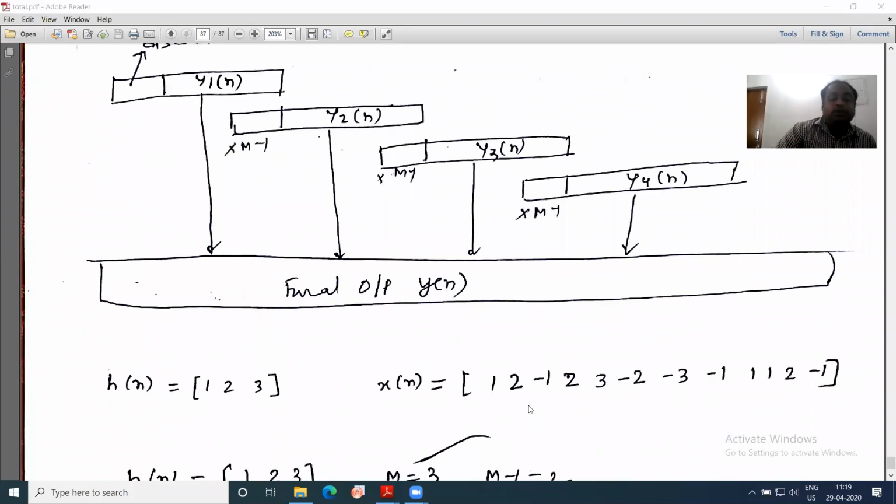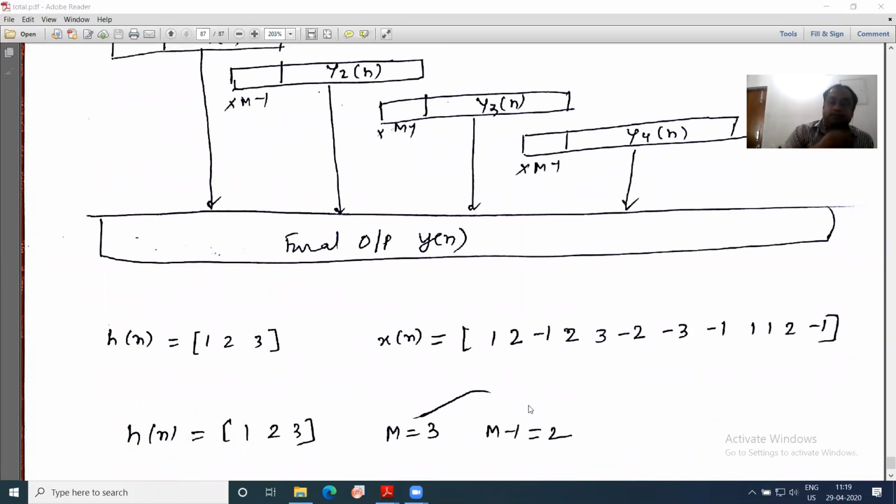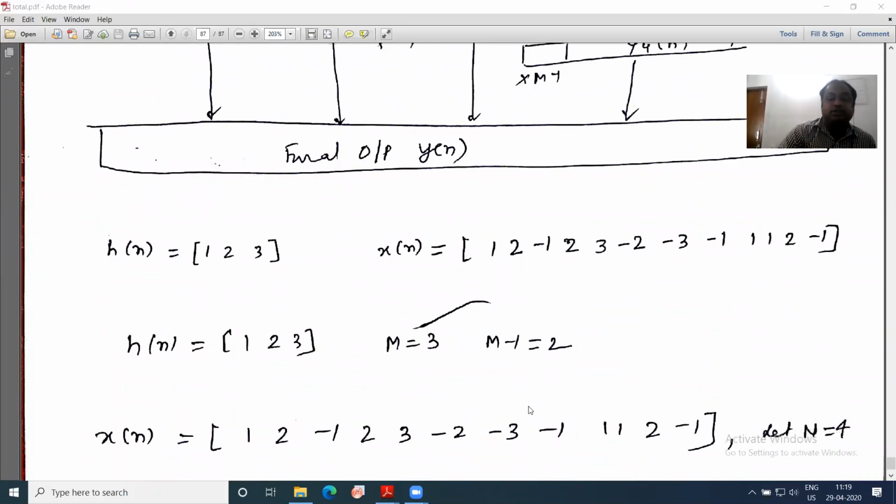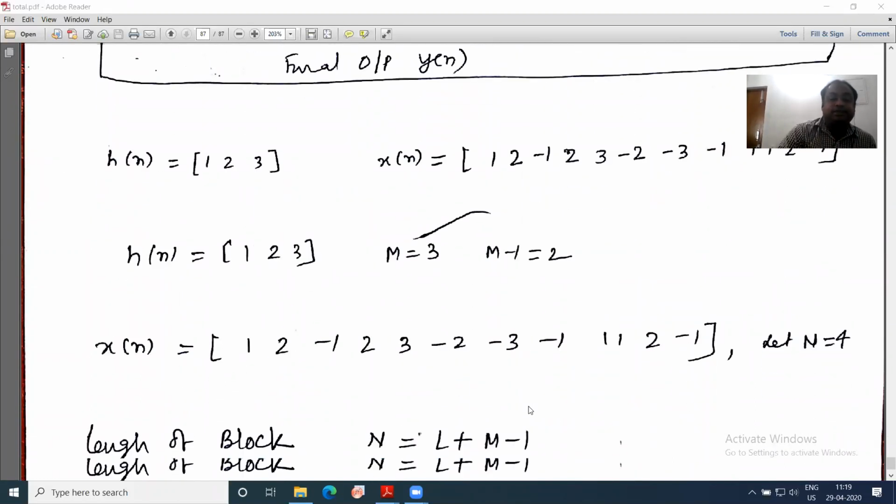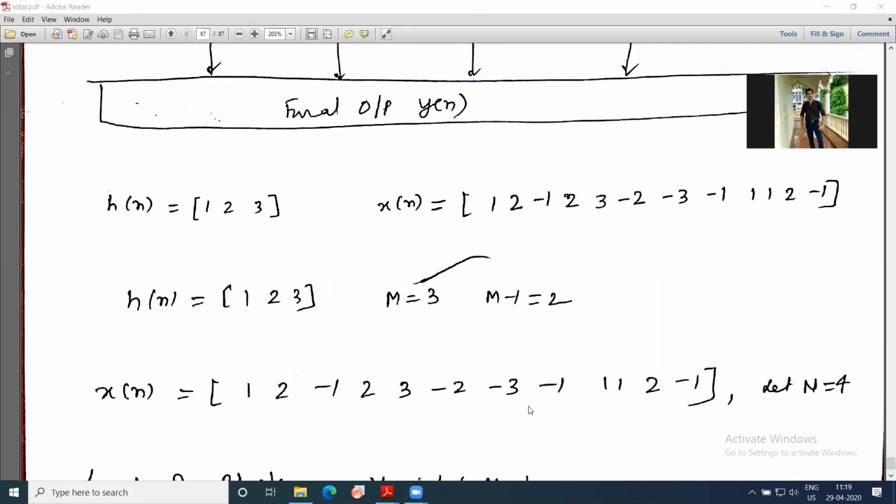Now we will take an example. This example I think I will take next class, we will discuss it in detail. I have 2 minutes left anyway. Suppose this is the example: Xn equal to 1, 2, 3, 4, 5, 6, 7, 8, 9, 10, 11, 12, 12 data in Xn. What is Hn? Hn equal to 1, 2, 3. M equal to 3, M is the length of Hn, right?